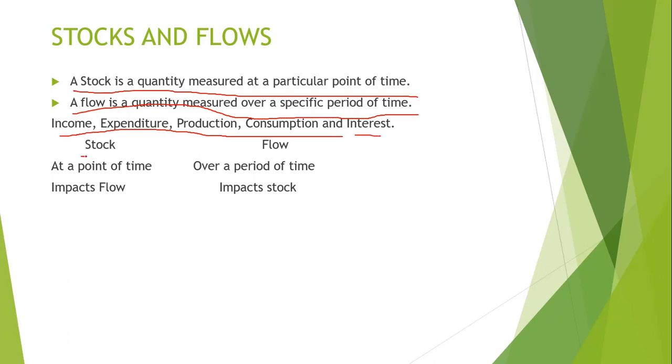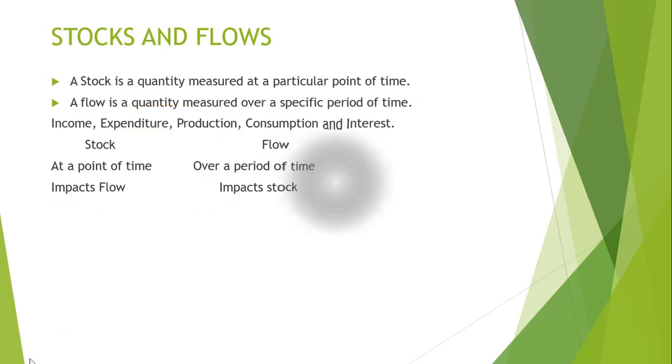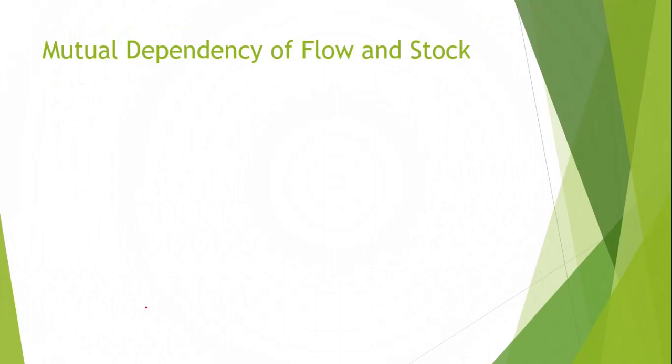Stock, there is a small difference. That means stock is measured at a certain point of time, and when flow is measured, it is measured over a period of time. Now stock impacts flow, and in the same way, flow also impacts stock. I hope you know what flow and stock are by now, because these two terms are very important for the next part. So, mutual dependency of stock and flow, that means stock and flow both depend upon each other.